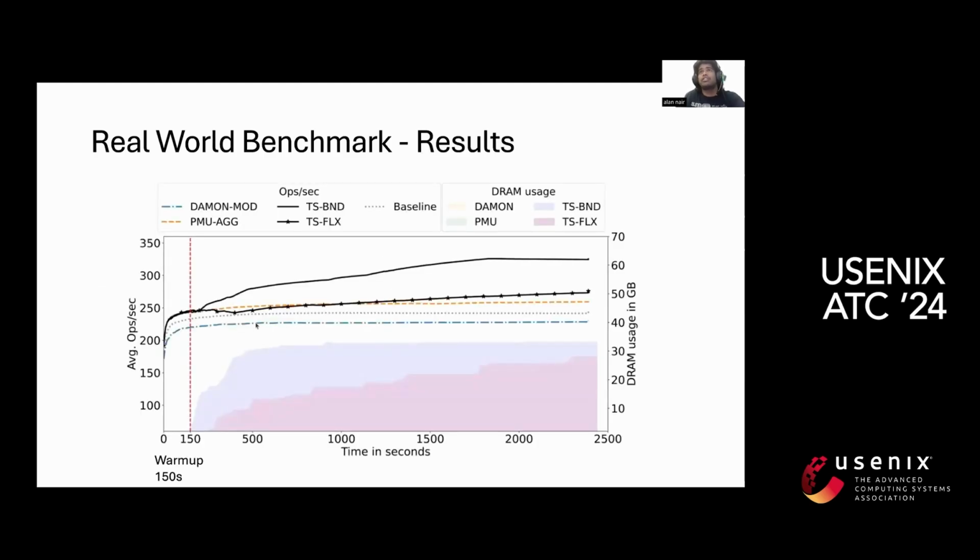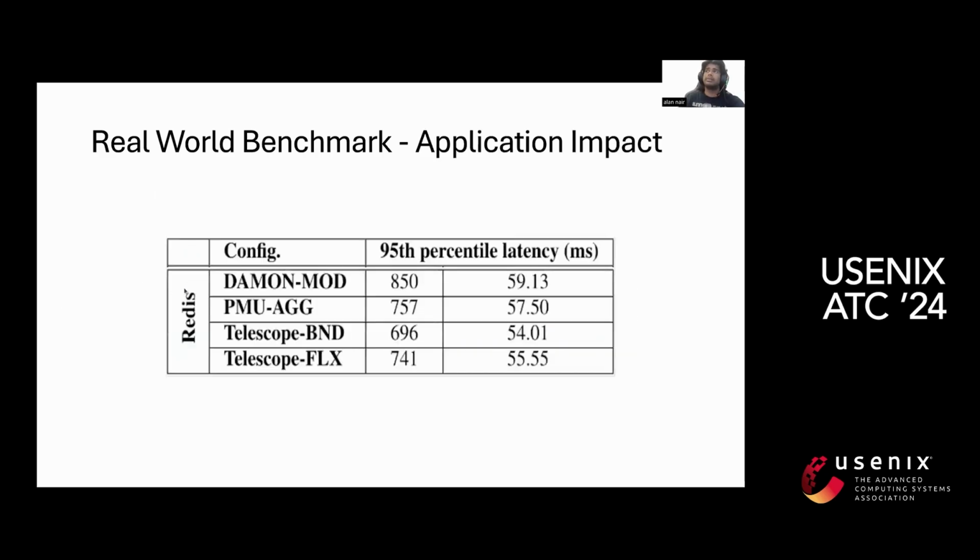We see that both variants of Telescope outperform all other competitors in delivering higher throughput to the application. The reason can be inferred from the fact that Telescope was able to identify 30 gigabytes of hot data, which eventually got migrated. In contrast, PEBS and Damon were able to identify very little data for migration. Similarly, the 95th percentile latency of requests is lower for both variants of Telescope than the other telemetry tools. For more details about the evaluation, I refer you to our paper in the proceedings.